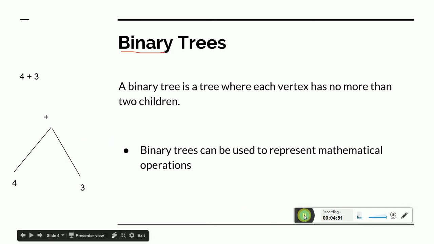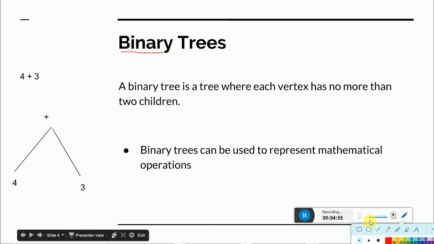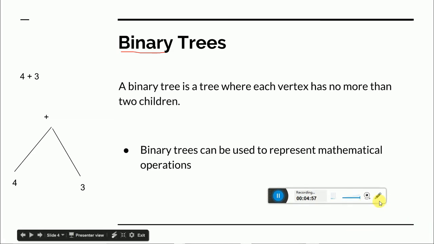All right, now actually how we take this information and work with it, what we do with it, we're going to talk about some different ways, different orders, if you will. We're going to talk about different ways that we can travel across this tree and read this information.